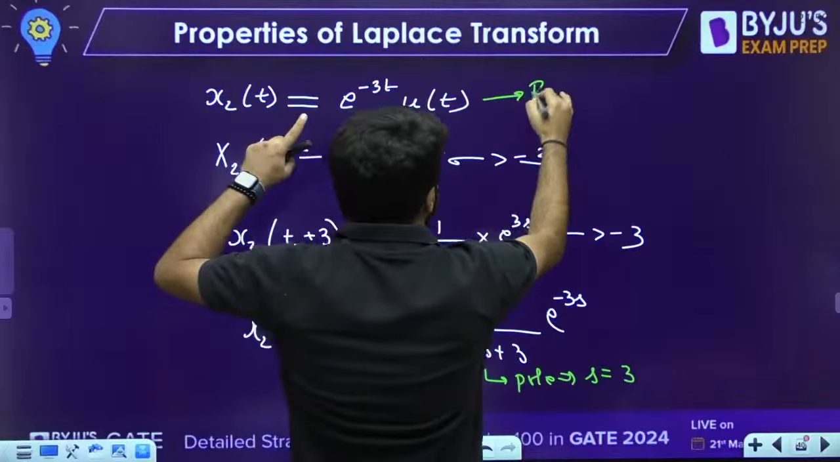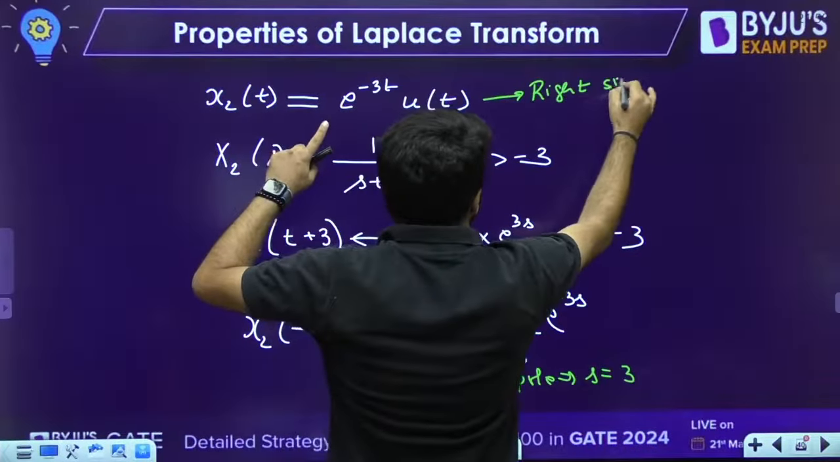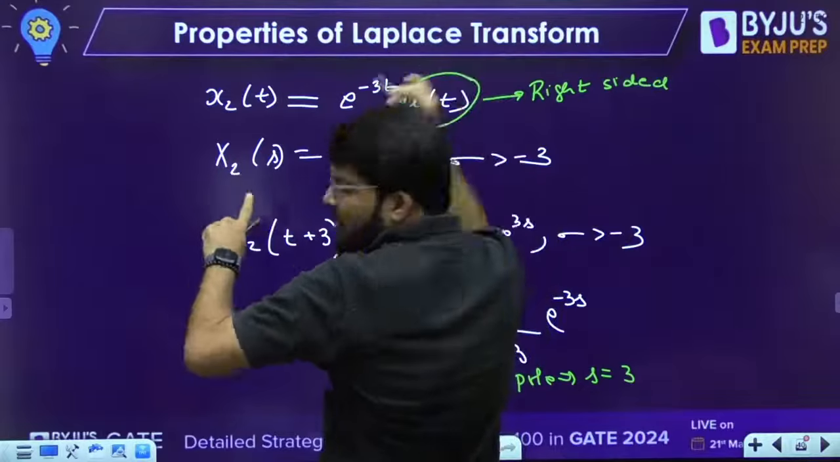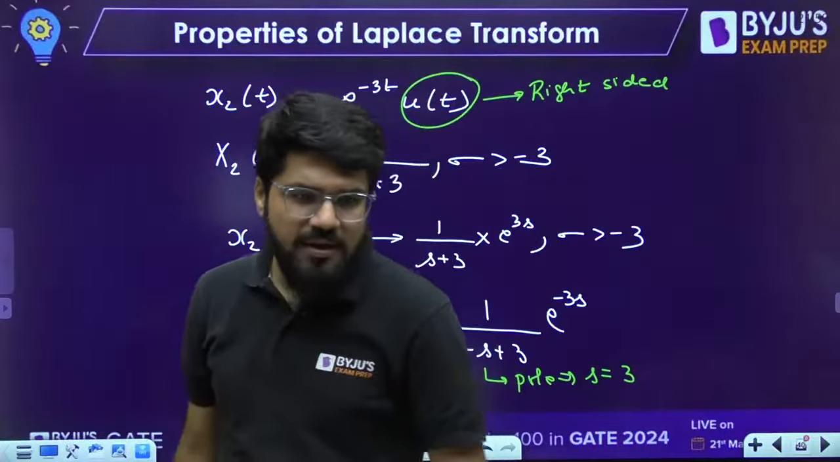The given original signal x2(t) is right-sided because it has ut. Clear?